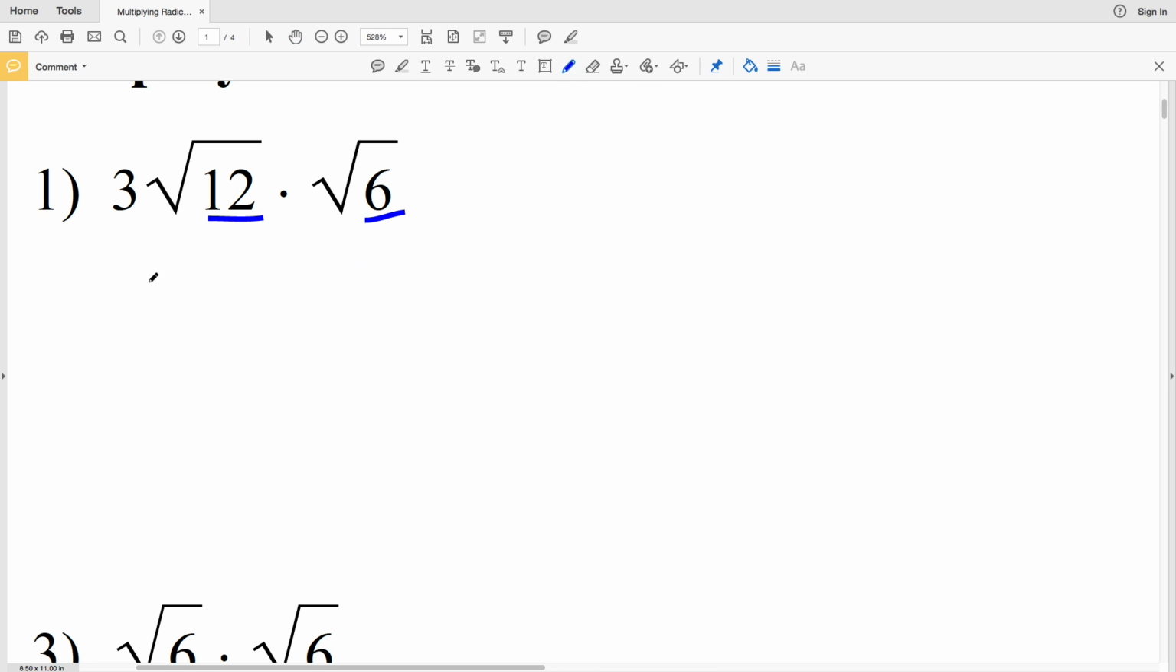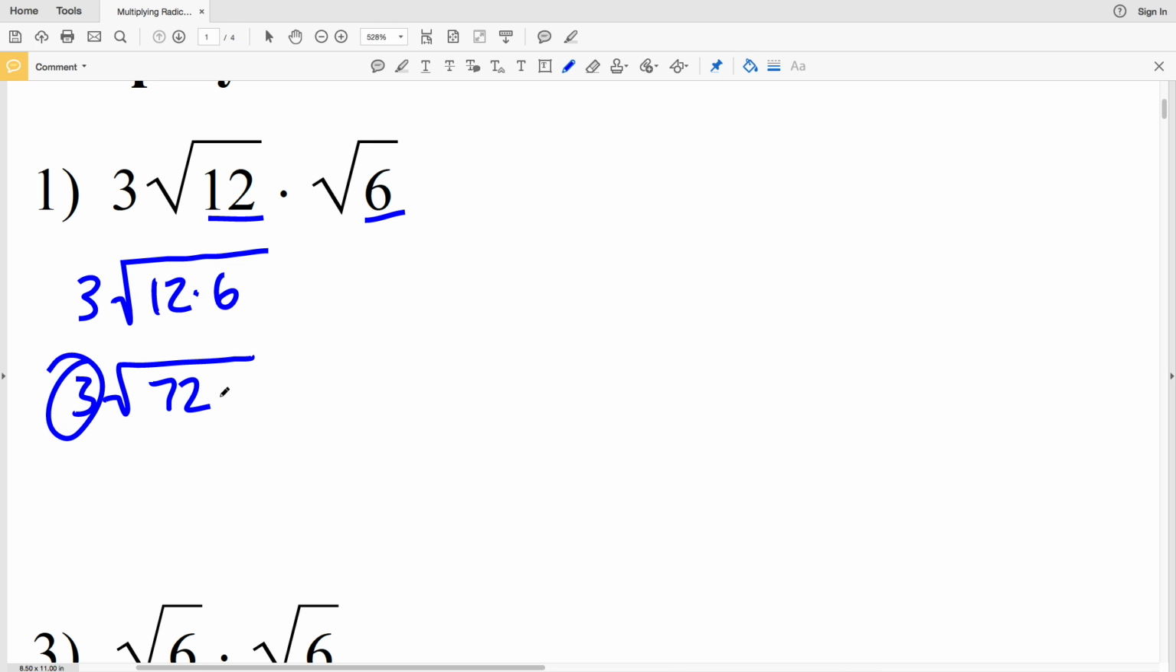So the 12 and 6. So I'll rewrite this as 3 times the square root of 12 times 6. So that's 3 times the square root of 12 times 6, which is 72. Now I'm going to find the largest perfect square that fits into 72 so I can pull that out and multiply it by my 3. Looking at 72, I know the largest perfect square is 36. 36 times 2 equals 72.